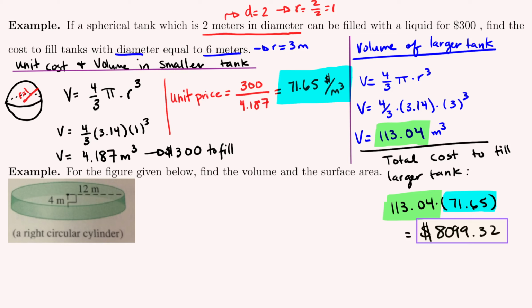So always remember the idea of unit cost. That is cost divided by however you're measuring it. And in this case, we are measuring the difference between the two tanks in their volume.